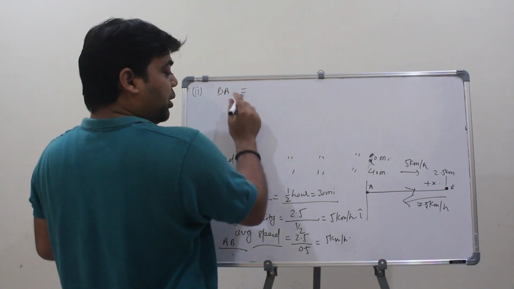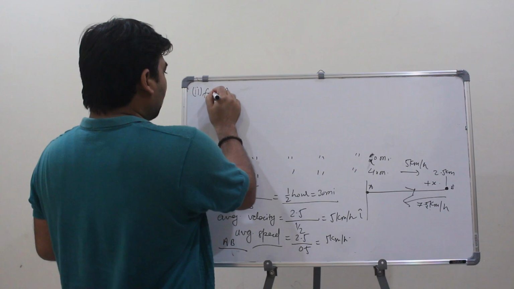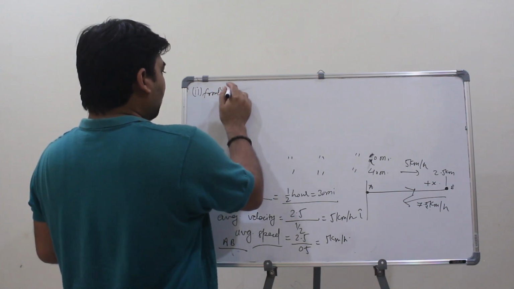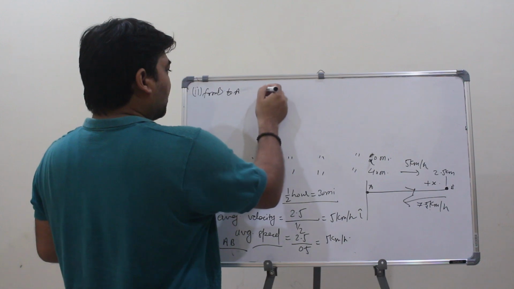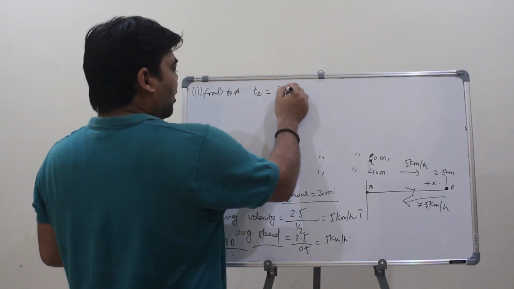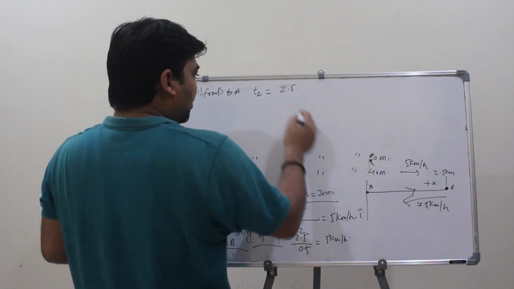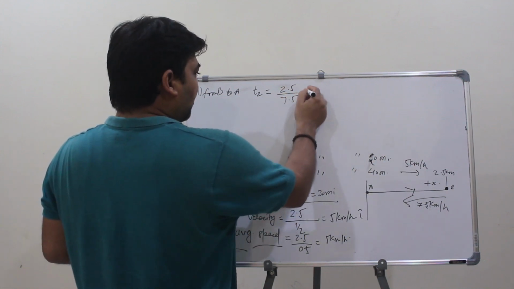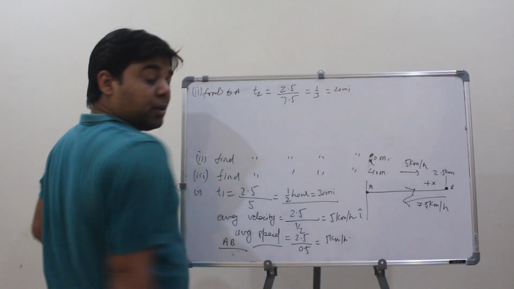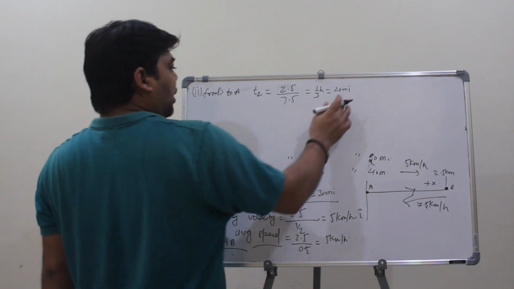So B to A, time T2, is nothing but average distance divided by average speed. Now distance is the same, divided by average speed 10.5, so it gives you 1 upon 3 hour or 20 minutes, right? 1/3 hour or 20 minutes, right?